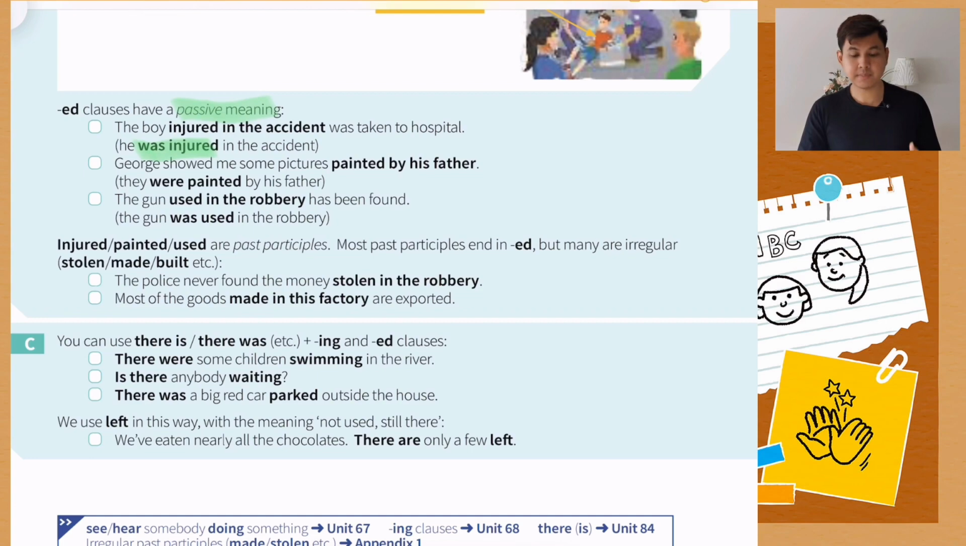George showed me some pictures painted by his father. They were painted by his father. That's why we have to use painted. We cannot use painting because pictures cannot paint by themselves. The gun used in the robbery has been found. The gun was used in the robbery. So we have to use the past participle or -ed clause.